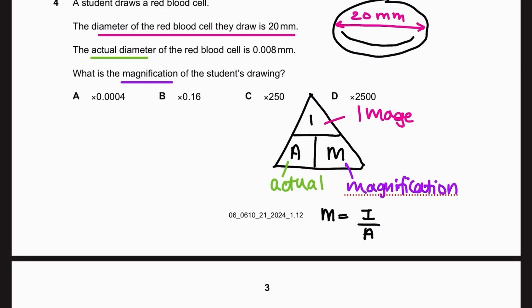Before you do the calculation, please check that the units are the same and everybody is in what? Everybody is in millimeters, and therefore it's okay. I can proceed. So let's plug in the numbers. So this would be 20 divided by, what is the A? A is actual, which is 0.008. So please whip out your calculators. 20 divided by 0.008, that would give me 2,500. Please let that be one of the options. Yes, it is. So it's D.